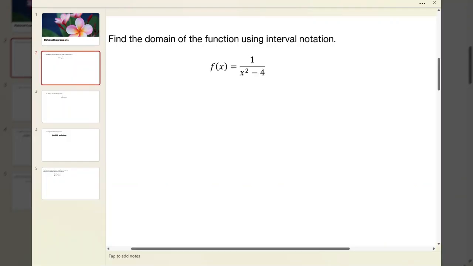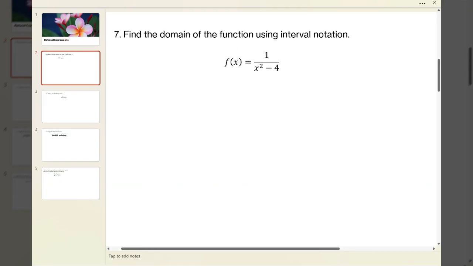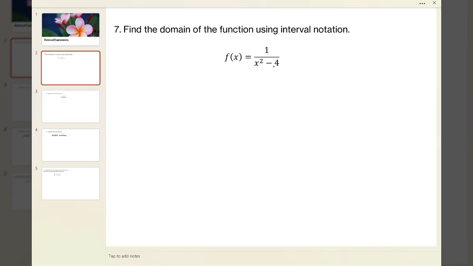So this problem here is asking you to find the domain. This is a rational expression because you have a numerator over a denominator with some values of x, right? So this function has x squared minus 4 in the denominator. You know that the domain is only valid when the denominator is not 0. So let's figure out where the denominator is 0. We set x squared minus 4 equal to 0. If we factor that, that's x plus 2, x minus 2 equal to 0. So that means it's 0 when x equals negative 2 and positive 2.